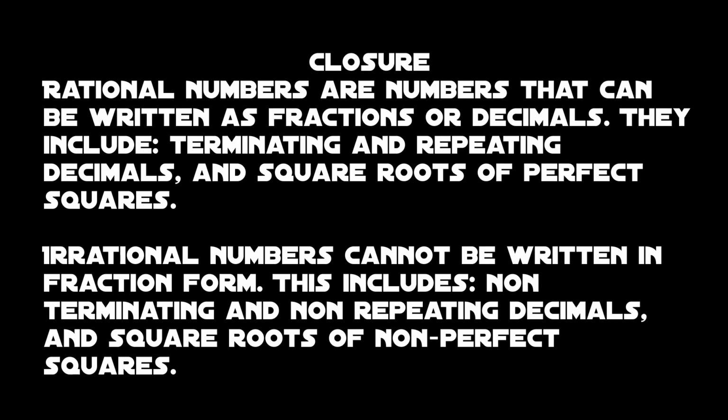In this lesson, we learned that rational numbers are numbers that can be written as fractions or decimals. They include terminating and repeating decimals and square roots of perfect squares. Irrational numbers cannot be written in fraction form. They include non-terminating and non-repeating decimals and square roots of non-perfect squares.